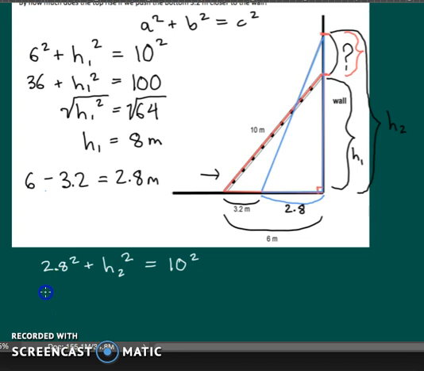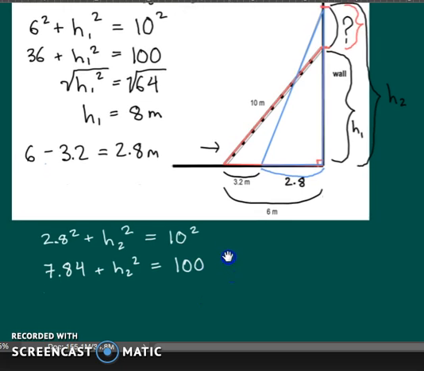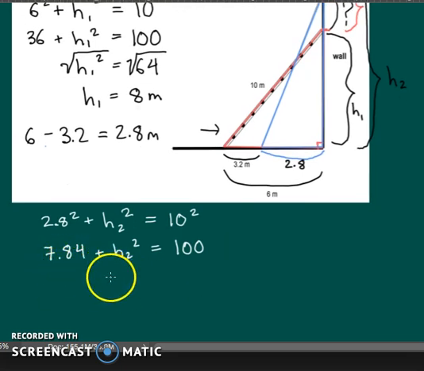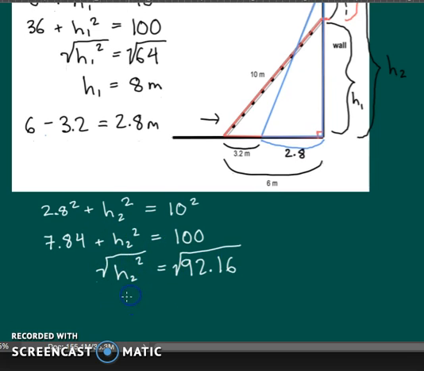2.8 squared, it turns out, is 7.84. I don't know what height 2 squared is yet, and once again 10 squared is 100. So I'm going to subtract 7.84 from both sides, and what I get is height 2 squared is equal to 92.16. And if I take the square root of both sides, I find out that height 2 is equal to 9.6. That's a decently nice number.